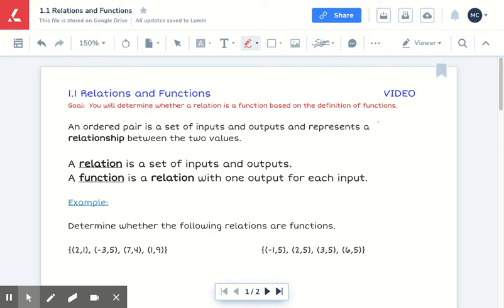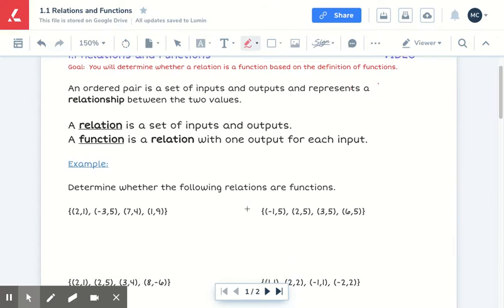We're starting relations and functions now in our brand new unit. So an ordered pair is a set of inputs and outputs, and that represents a relationship between two values. A relation is a set of inputs and outputs, and a function is a relation with one output for each input. Another way to say that is for each x, there's only one y.